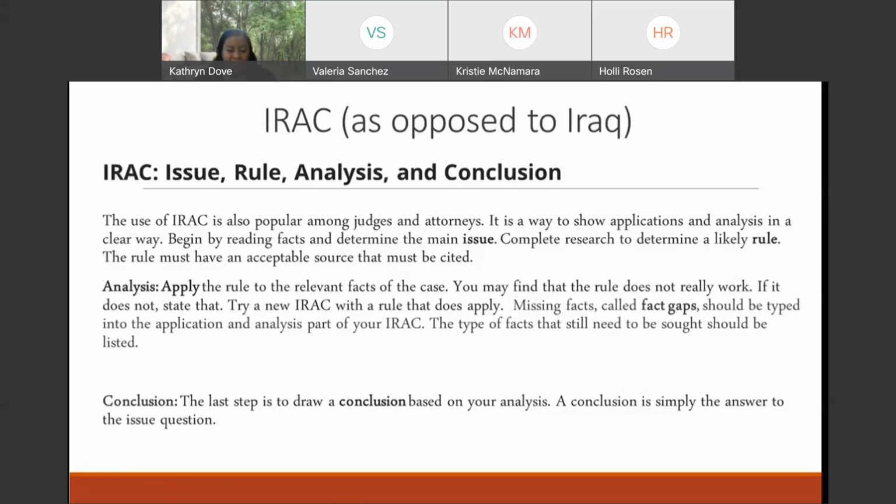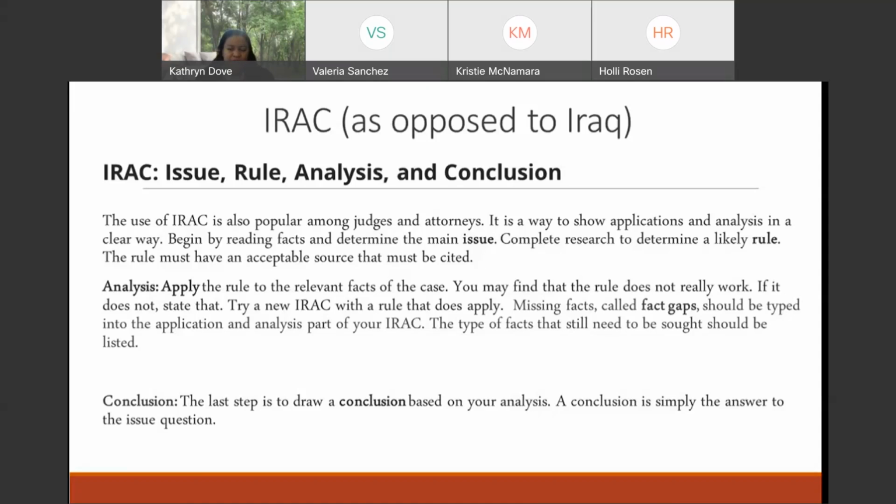And the last step is always to reach a conclusion. You always want to wrap up your legal analysis with a conclusion saying, you know, based on our analysis, we're going to be able to win this case because our client has the remedy of suing for breach of contract and obtaining damages. So that's how you would do your IRAC.